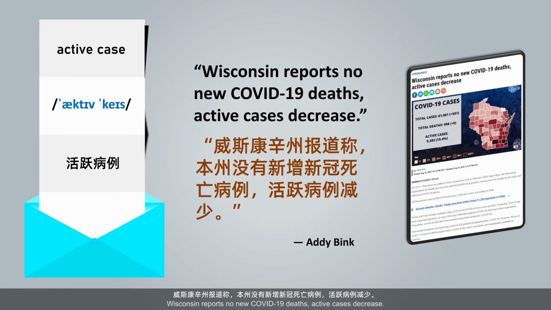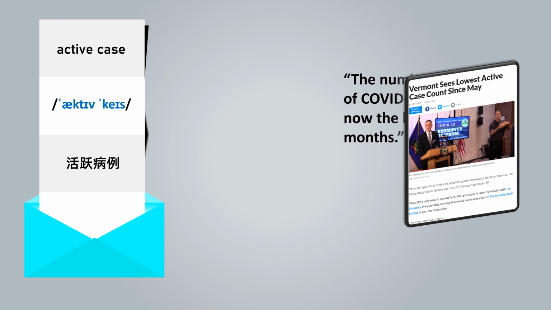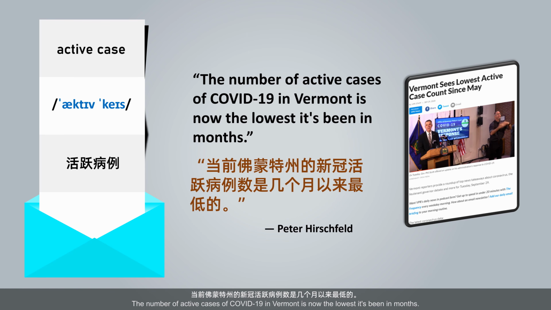Wisconsin reports no new COVID-19 deaths. Active cases decrease. The number of active cases of COVID-19 in Vermont is now the lowest it's been in months.